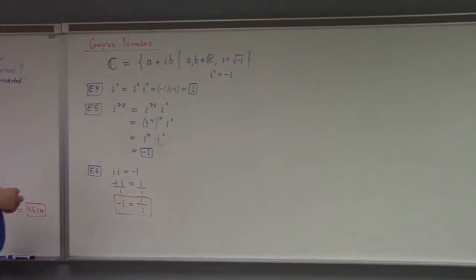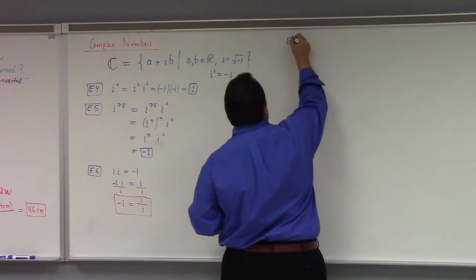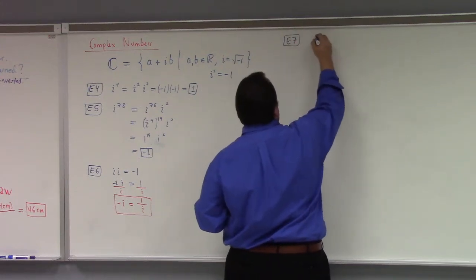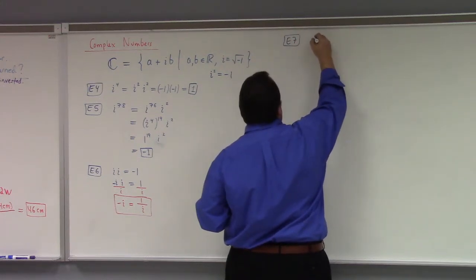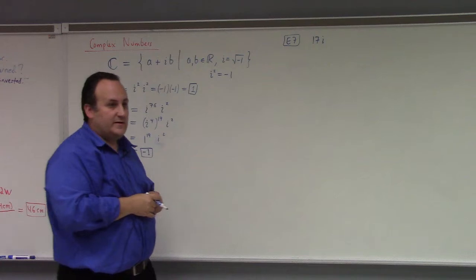Now, a little bit more language here. So if you had 17i, this complex number is called pure imaginary.